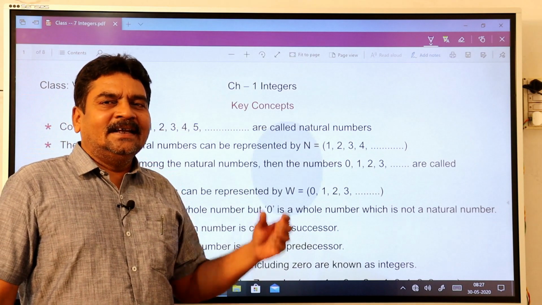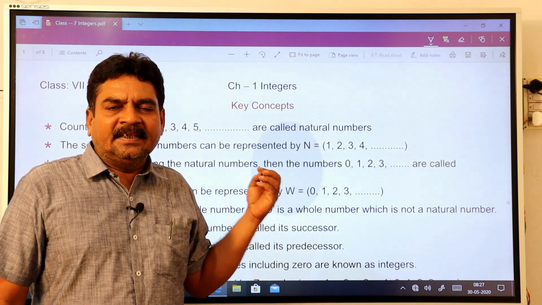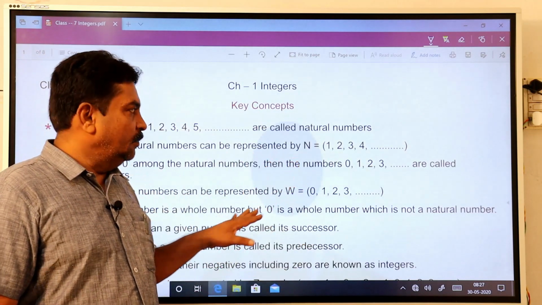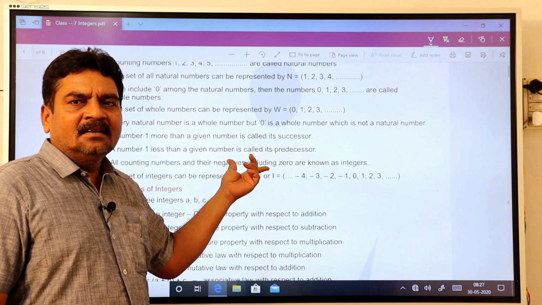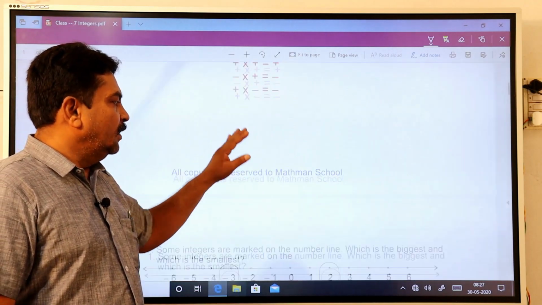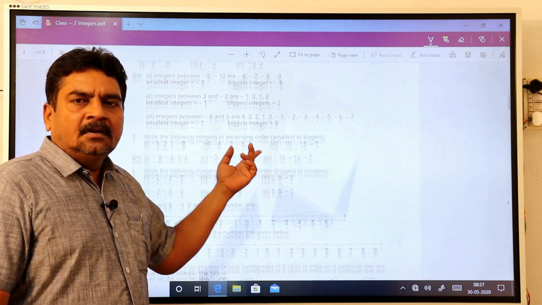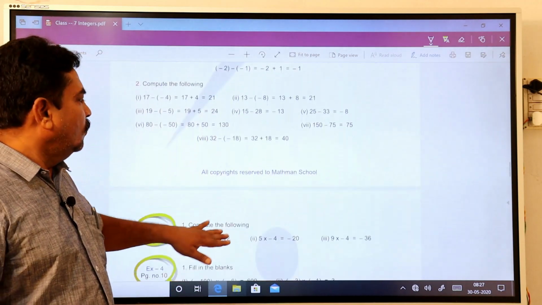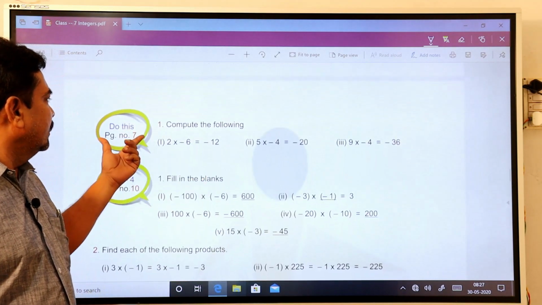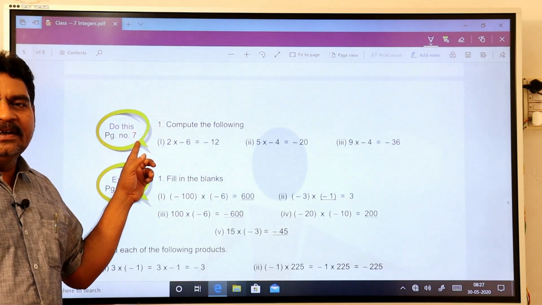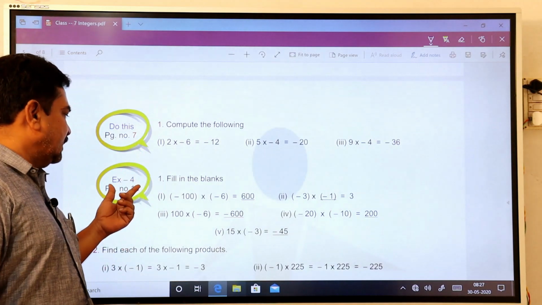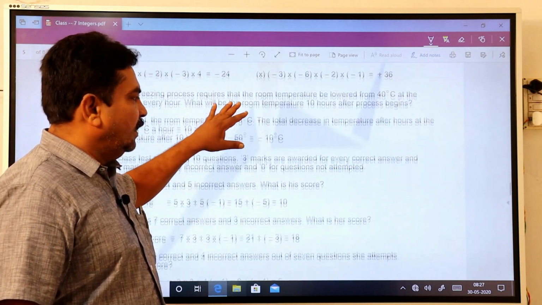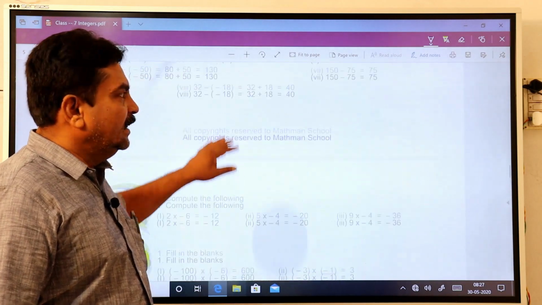Anyhow, I'll just explain the basic concept of integers, and then we'll go on to these basics and fundamentals. This is the complete chapter we have. We have done each and every problem, exercise, try these, do these, whatever is present. See here, you can see do this on page number 7 in your textbook, as well as exercise 4, page number 10. In this way we have done it. I'll explain each and everything.